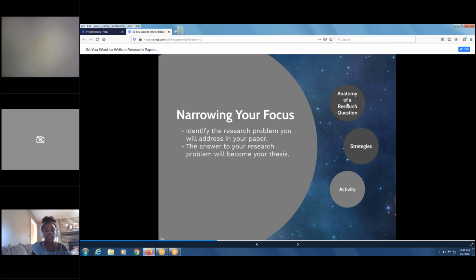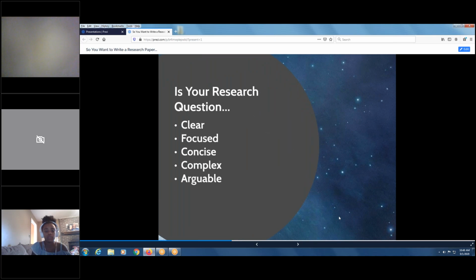Okay, we're going to move on to anatomy of a research question. There are questions you can ask yourself as you're writing your research question that will help you craft the very best possible research question. And the first question is, is your research question clear? So you want to read it over and make sure that you are providing specific information so your audience understands all of the components of your research question.